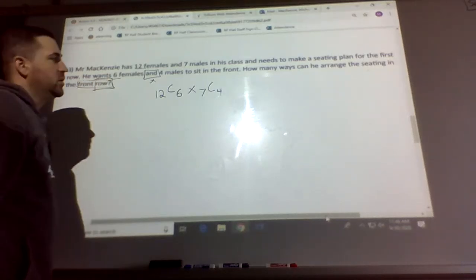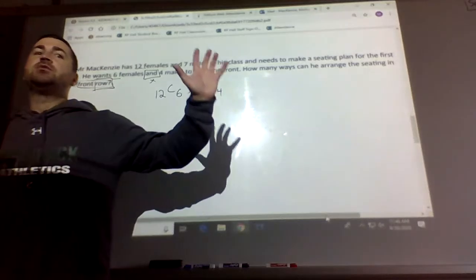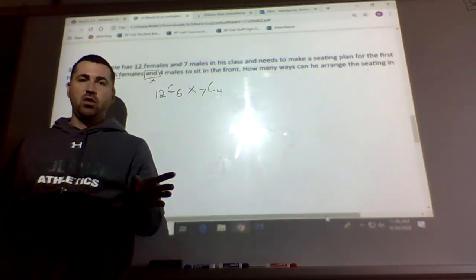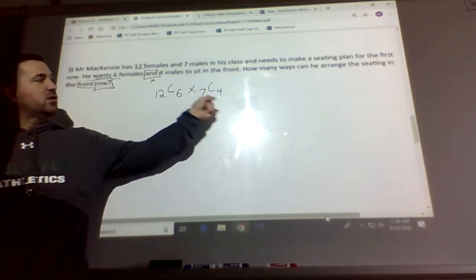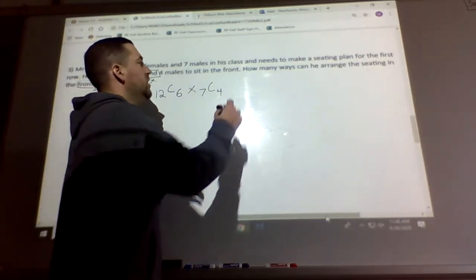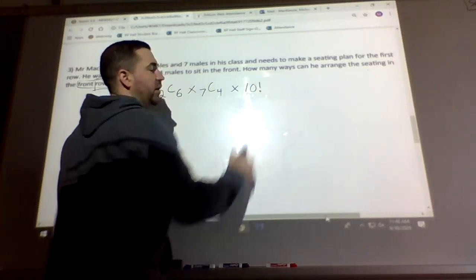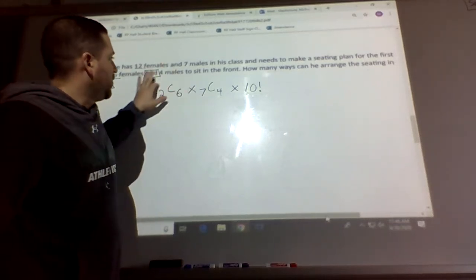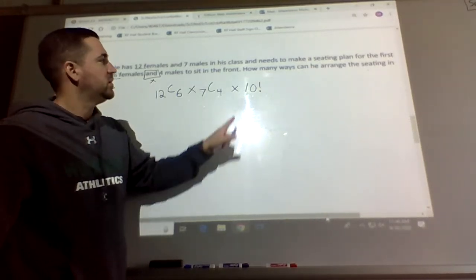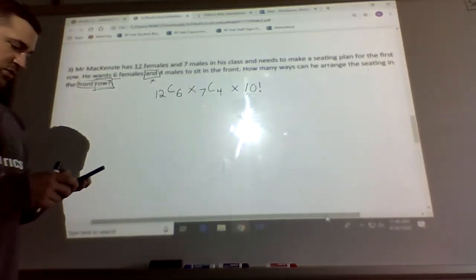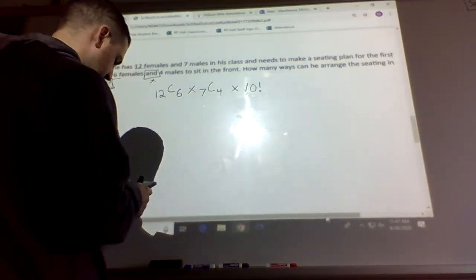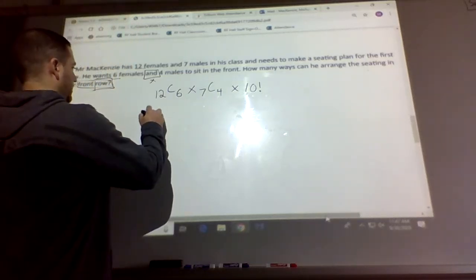A keyword here is row. I'm going to choose them first: pick my 6 females and my 4 males. So this is how to find how many ways I could do that. But then I want to sit them in a row. This is going to be a row of 10, because I have 6 females and 4 males. After I choose them, I can rearrange them in any way I want, so I multiply this by 10 factorial. This is the number of ways we choose females, this is the number of ways we choose males, and now I want to sit them down in a row, so I multiply by 10 factorial. So 12 choose 6 times 7 choose 4 times 10 factorial.